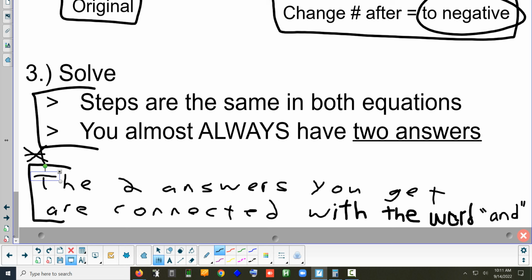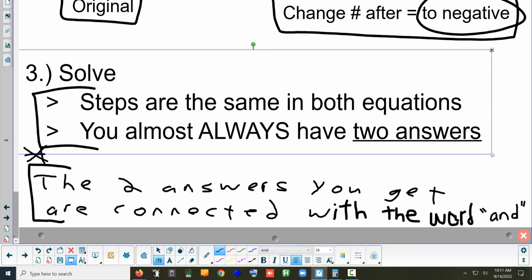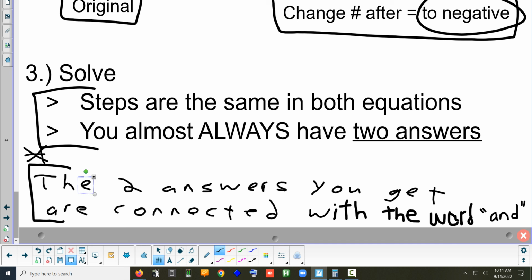So those are the steps for today. So now we're going to practice some examples. If the steps seem a little confusing, I think an example will help a little bit. Okay. Does everyone have those two things under solve? Okay. And again, you don't have to write this because it's already printed on your paper for you.